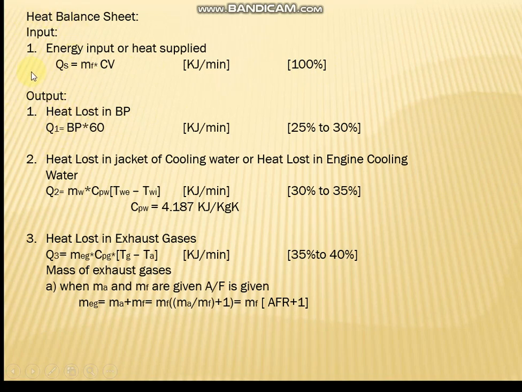Now we have found output. Output is equal to heat loss in brake power. The BP into 60. Brake power we can measure from any dynamometer and put the value here, and we get heat loss in brake power. This is useful power. The heat loss is useful heat loss. This value is 25 to 35%.